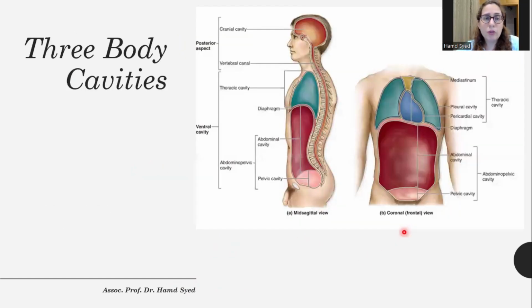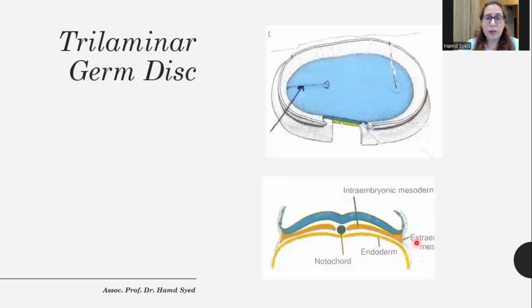Now, here are the three body cavities which you can see in the adult form. You've got the thoracic cavity, which is subdivided into the pleural and pericardial cavities. And then you've got this here abdominopelvic cavity. Now, to achieve this structure, let's look at what happens to the trilaminar germ disc.